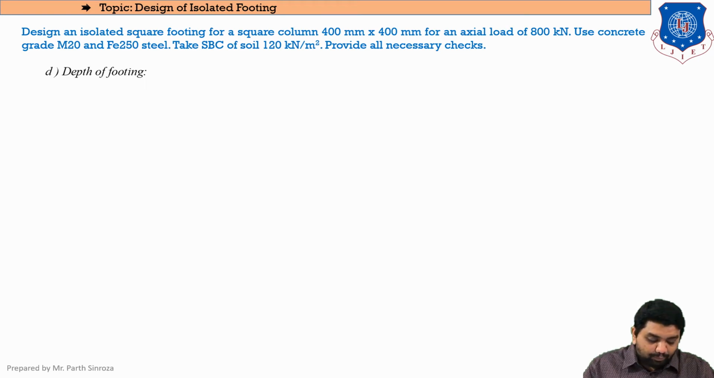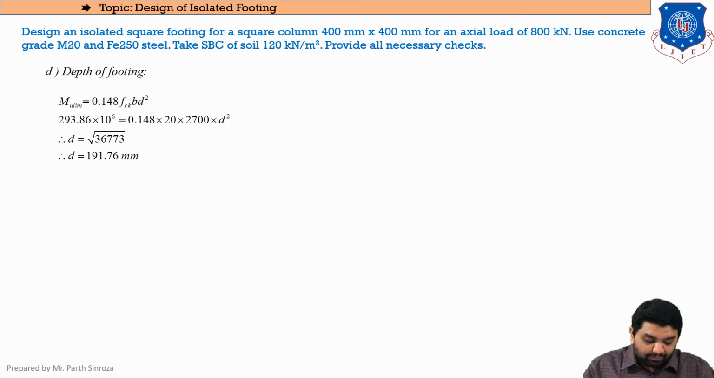So the next step will be to find the depth of footing, and to find the depth of footing we will be using the equation for MU limit. Clear? Now as it is a design problem, we always need to assume. So here we will be assuming that it is a balanced section. So for a balanced section, MU will always be equal to MU limit, and as it is given in the question that we are dealing with mild steel, the equation will be 0.18 FCK BD square. So we'll be substituting the value of MU here. FCK is given in the question to be M20. Our B value will be the width of section, that was 2700, and we'll be finding the value of D. So here D comes out to be 191.76.